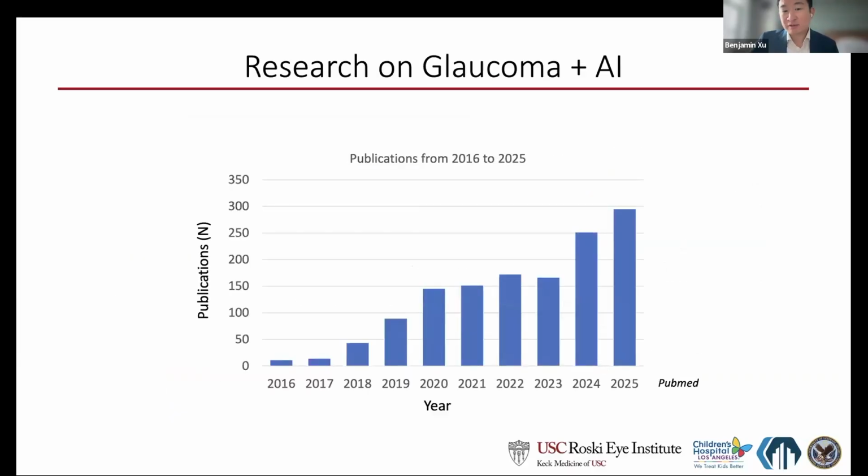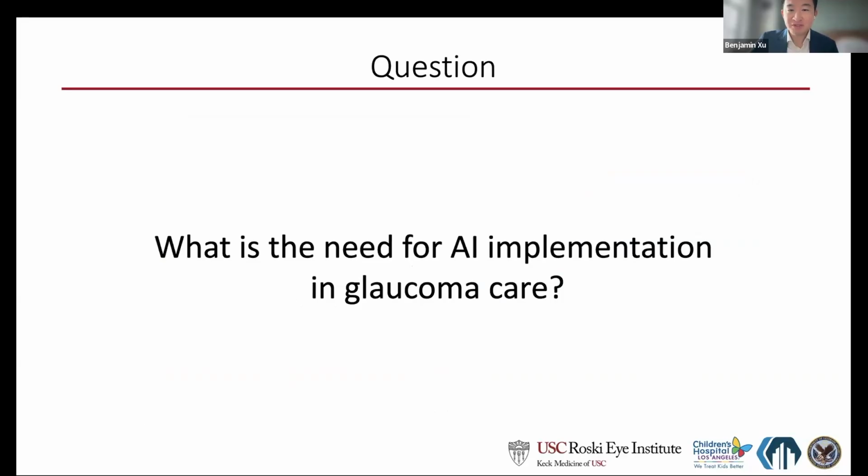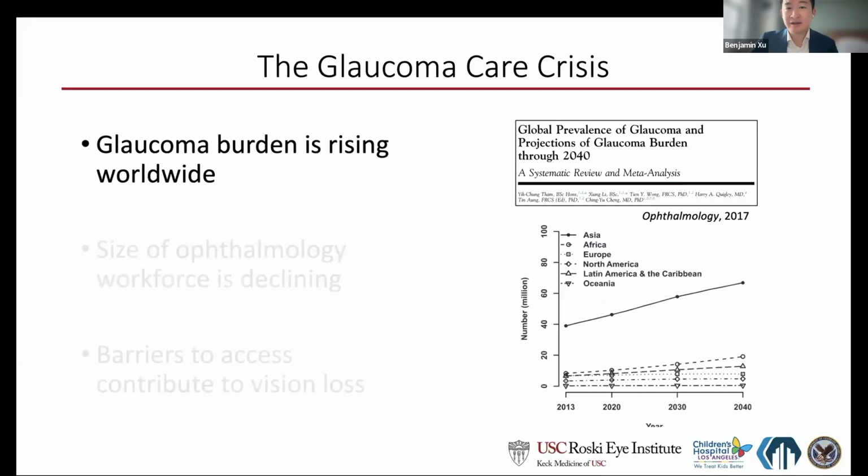Of course, there's been a boom over the past decade or so in the utilization of AI in glaucoma, but what's been limiting is a robust computing platform with which we could centralize our data and develop these models and deploy them in a reproducible and transparent fashion. Here, I'd just like to provide some background. What is the need for AI implementation in glaucoma care and really eye care as a whole? This starts with the glaucoma care crisis, which is really an eye care crisis: the prevalence of all eye diseases, including glaucoma, is rising worldwide due to aging of the world's population.